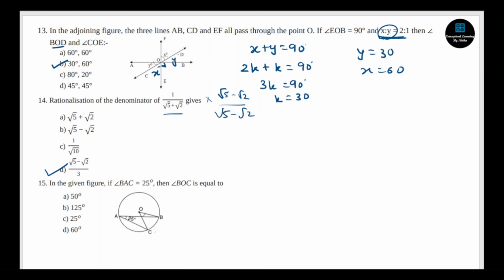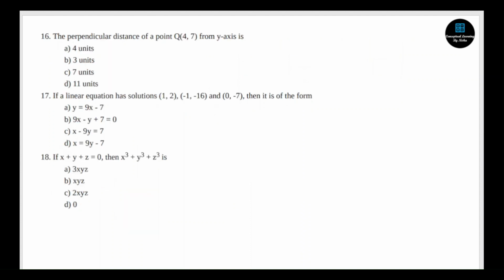Now BAC is given as 25 degrees and you have to write BOC, this angle. Now if you consider this chord, this angle is double the angle BAC, correct? Which is 50 degrees, correct?